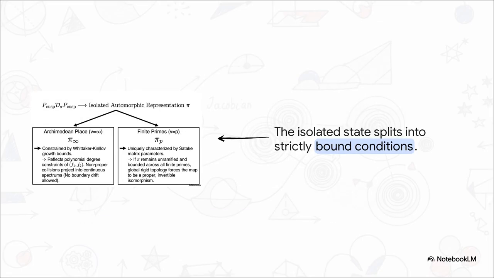Once we have that isolated automorphic representation, it instantly splits into 2 strictly bound conditions. At the Archimedean place, meaning at infinity, it's heavily constrained by Whittaker-Kirillov growth bounds, which directly reflect our polynomial degree constraints. If there's any non-proper collision at the boundary, it projects into a continuous spectrum, totally preventing boundary drift. And over at the finite primes, the state is uniquely characterized by Satake matrix parameters. If these remain unramified and bounded, the rigid topology mathematically forces the map to be a proper, globally invertible isomorphism.